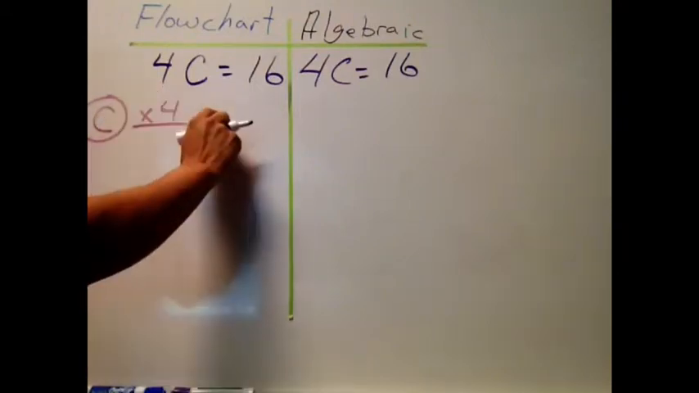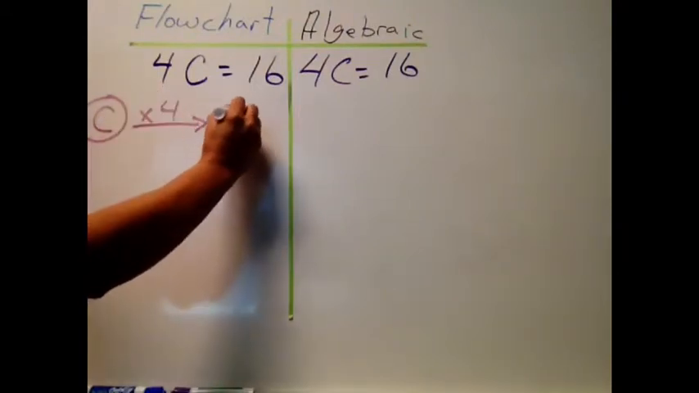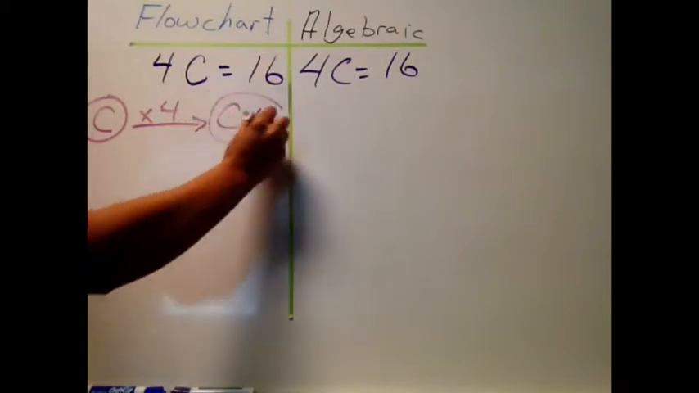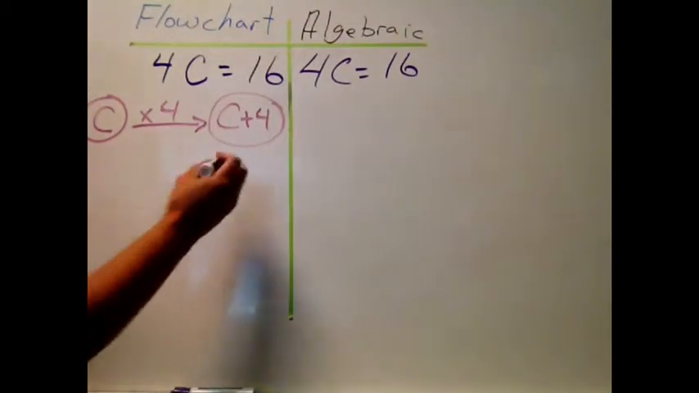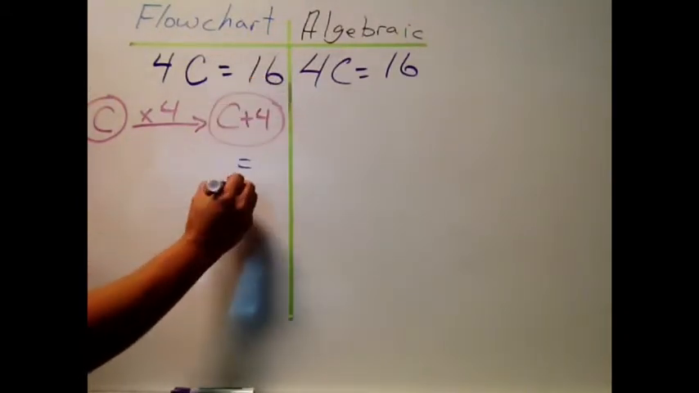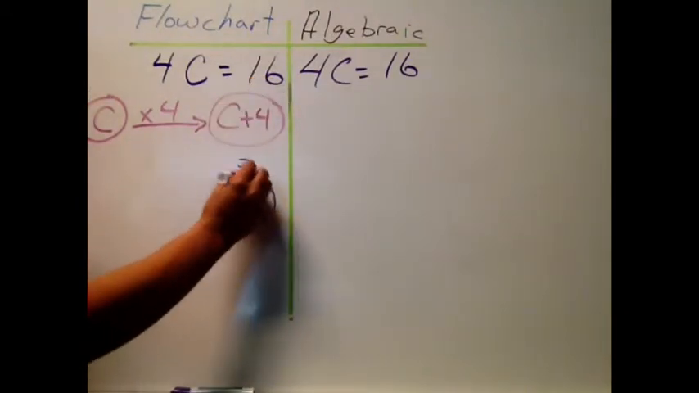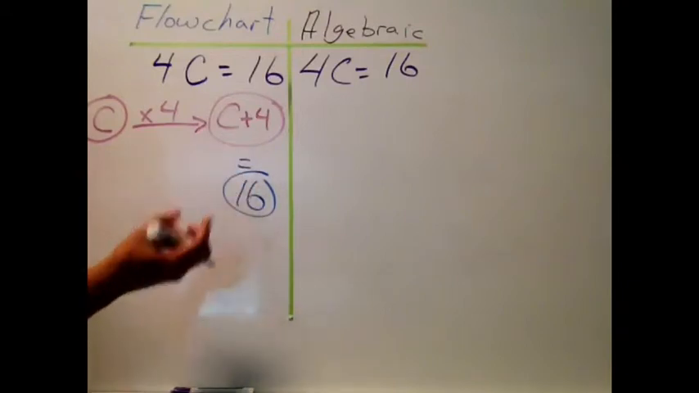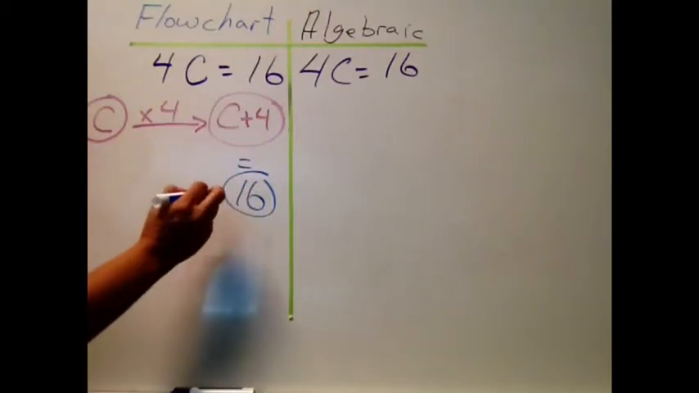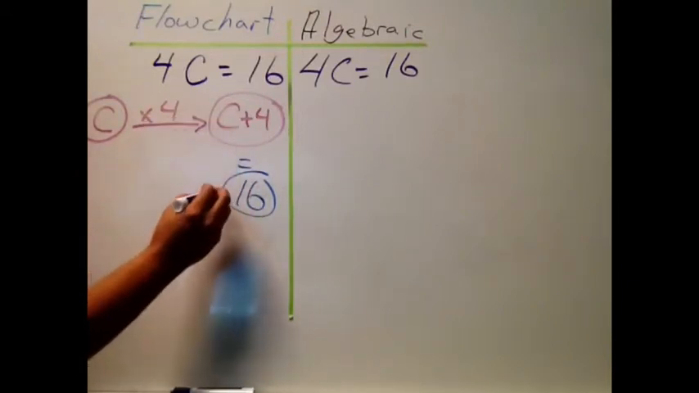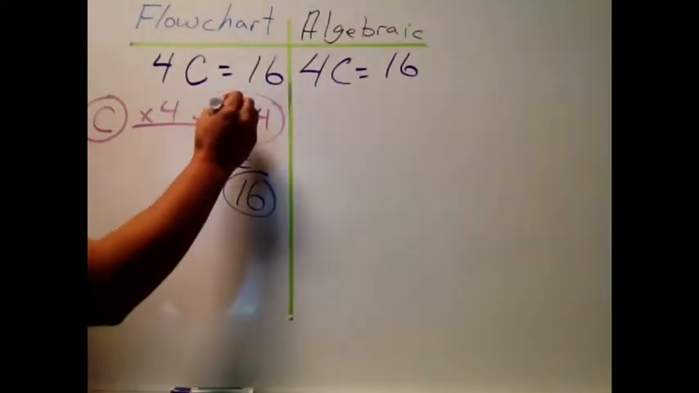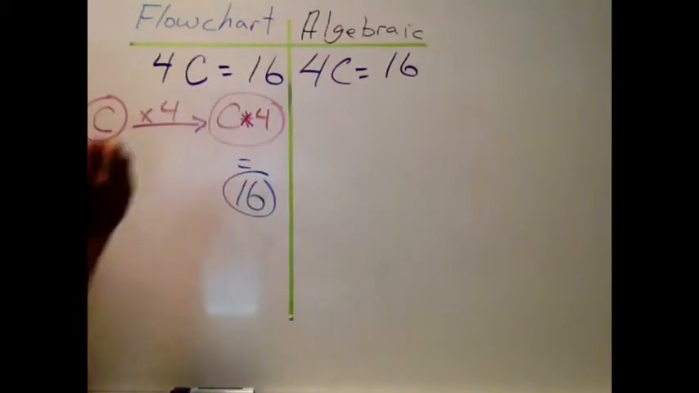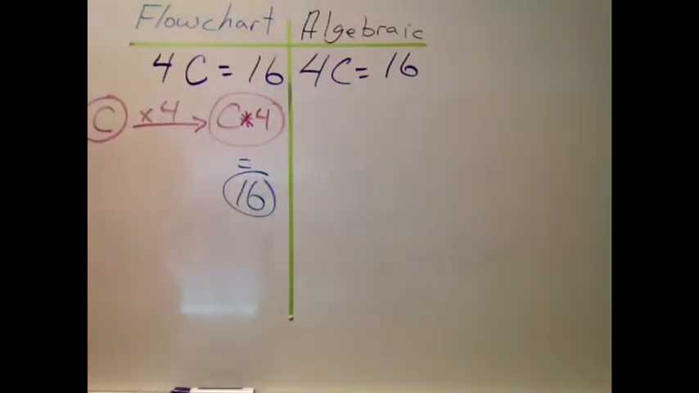Times 4. All right, so let's put it together. C plus 4. And what does all that equal? All that equals 16. Again, these two are exactly the same. They just look a little different at this point. All right, let's figure out what C is equal to. And I'm sorry, that should be times. Let me make sure that that looks like a multiplication. A computer might look like a little star like that. All right, so this is multiplication, not addition.